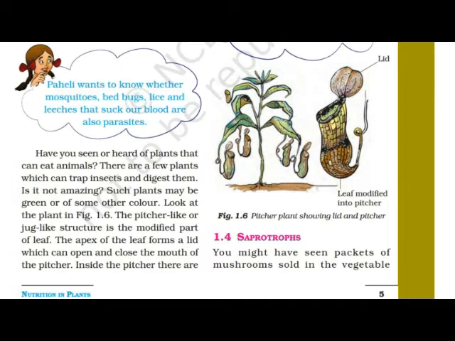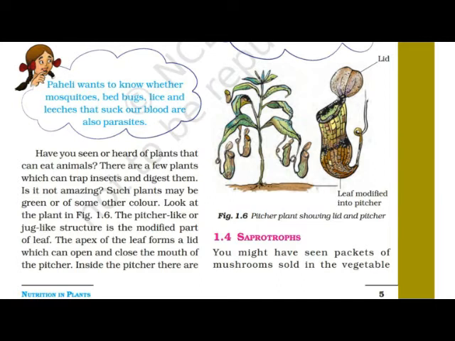You can see it on page number 5, the figure shown in figure 1.6, a picture of a plant showing lid and pitcher. Pitcher is the name of a plant that is known as an insectivorous plant. Now we are going to see why it is called an insectivorous plant in detail. Just observe the figure. Now I'm going to describe the figure.